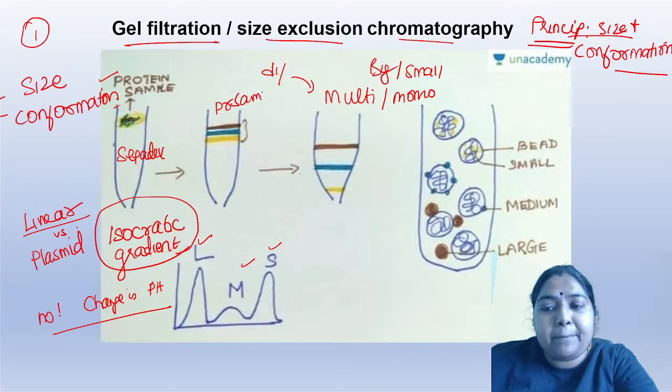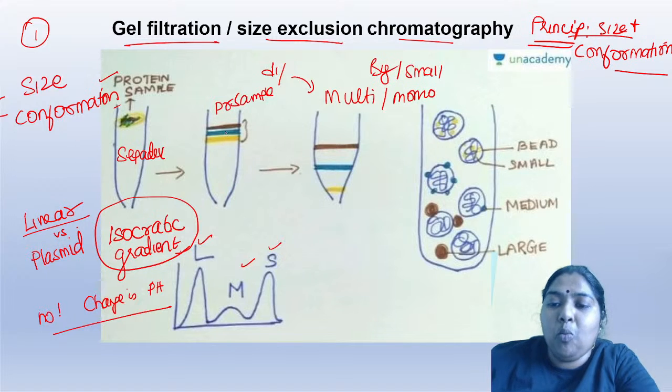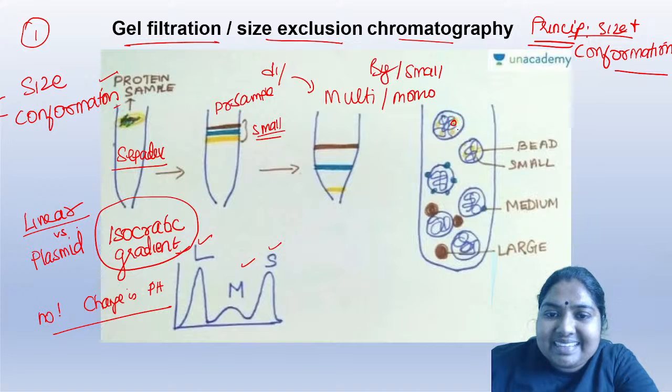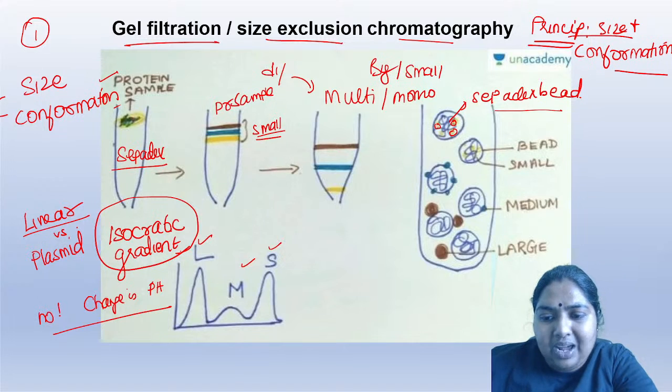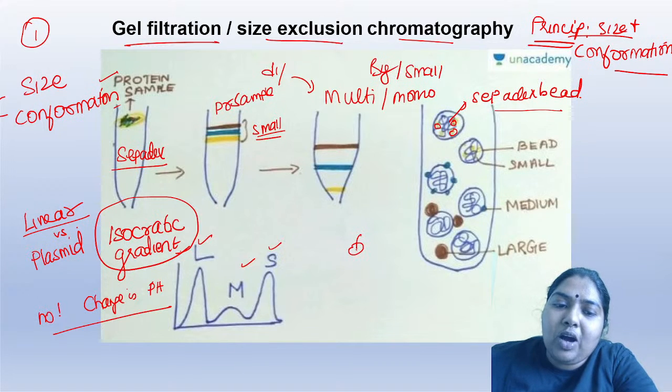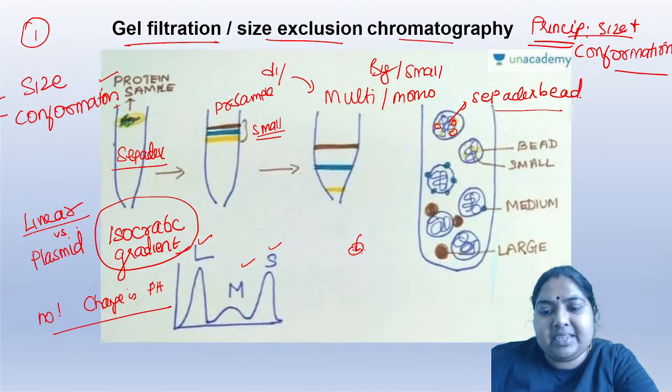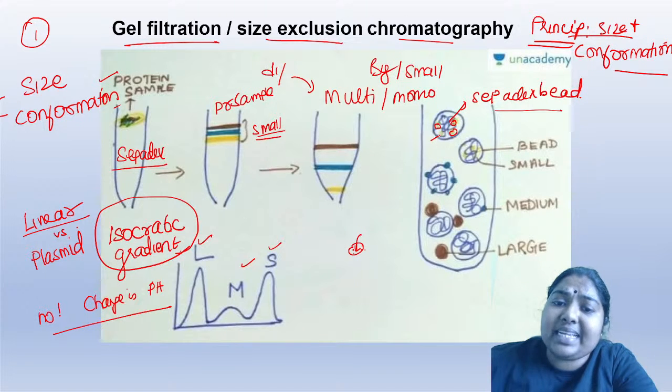So your protein sample is now mixed. Now what happens, if my protein is very small in size when compared to my Sephadex bead, my protein will move inside and sit inside my Sephadex. This is nothing but a Sephadex bead. It is like a filter, no? So all my small protein will go and sit inside this filter. It is very small so it can enter.